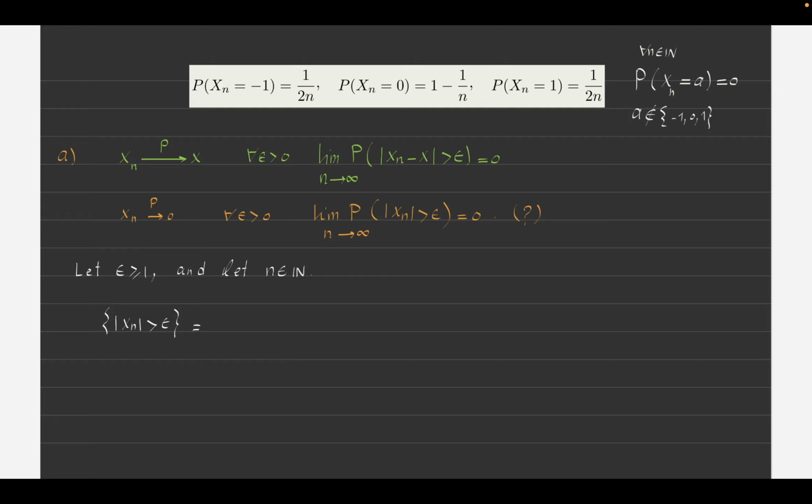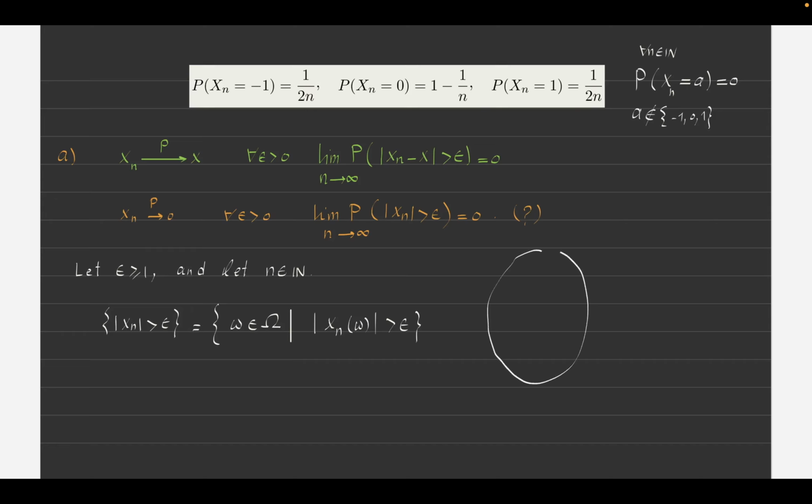This set in principle is a short form for the set of all omegas in the sample space capital Omega, such that the absolute value of x sub n for that chosen n acting on omega becomes a number which is greater than epsilon. Okay, but let me actually draw some pictures for you so that you have a better understanding.